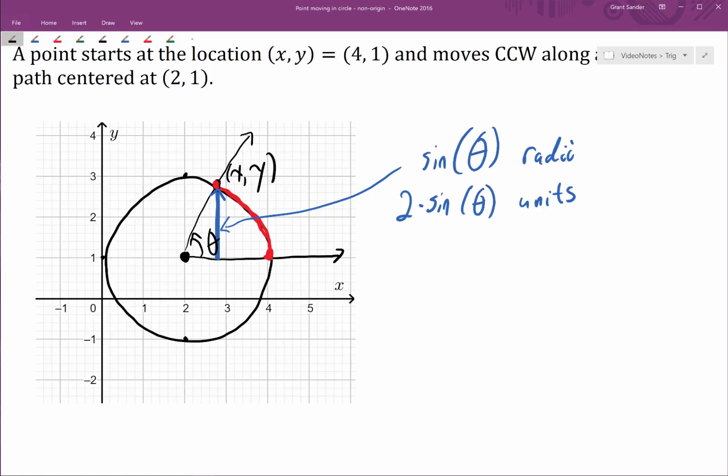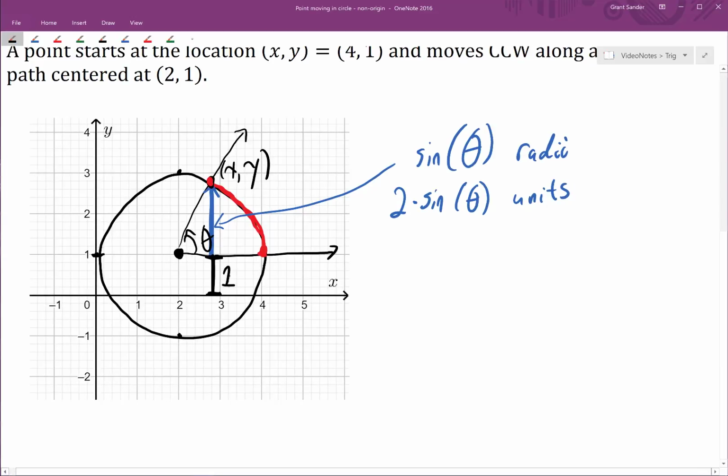However, a y-coordinate is really a vertical distance above the x-axis, and therefore we need to take into account this extra little distance here, which in this case we know is 1 unit because the center of that circular path is already 1 unit above the x-axis. It has a y-coordinate of 1. So just looking over here at this 1, we've got an initial vertical distance of 1 unit above the x-axis, and then the terminal point is 2 times sine of theta units above that.